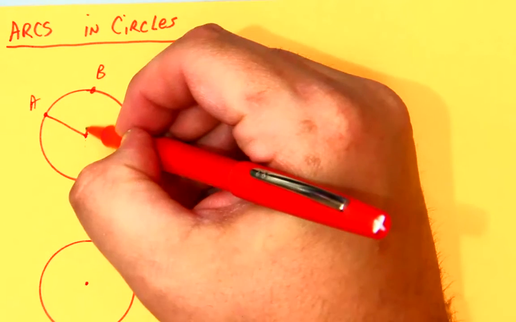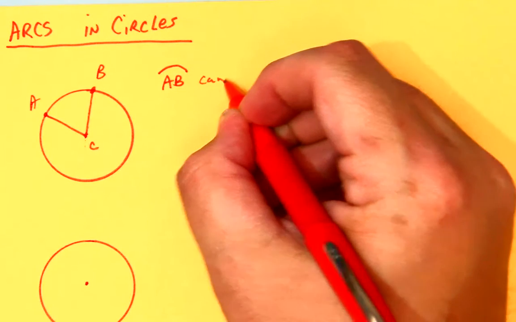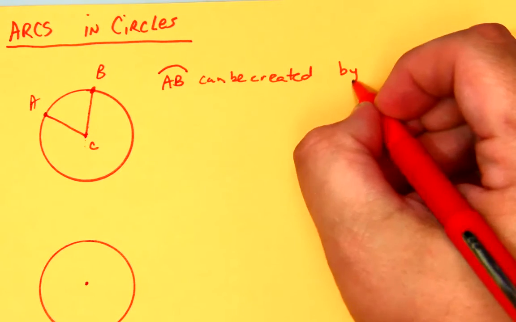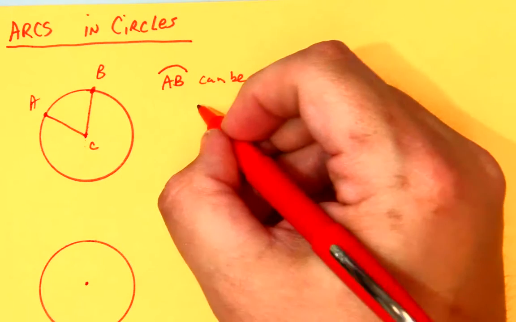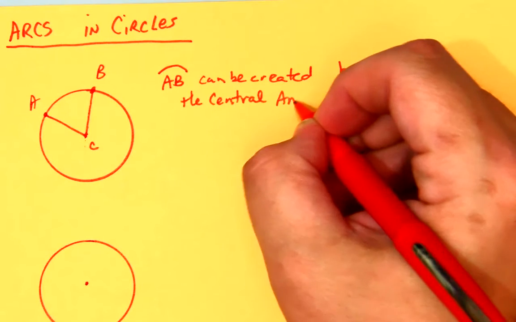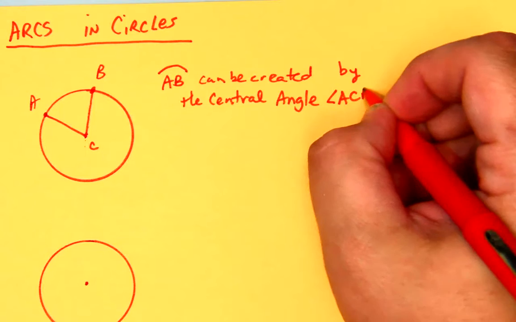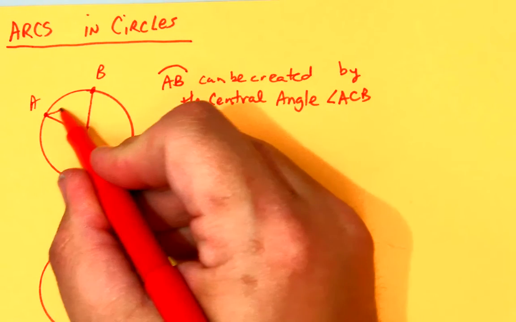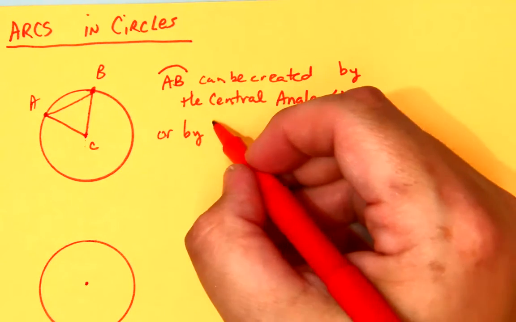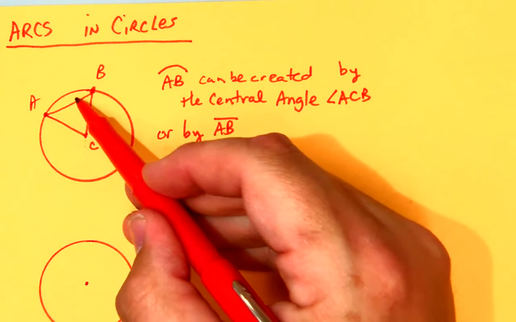There's a couple different ways that we can say that this arc was created. It could be created by the central angle, angle ACB, or by the chord AB. And so this is the intercepted arc.